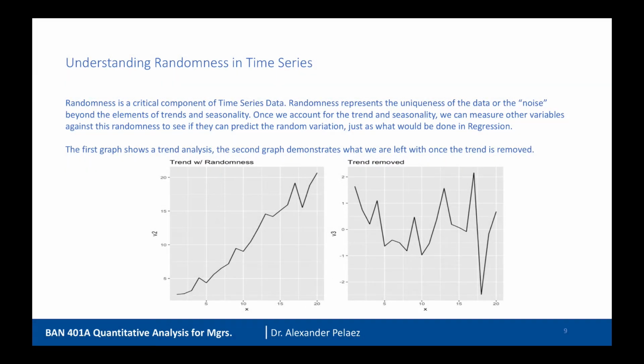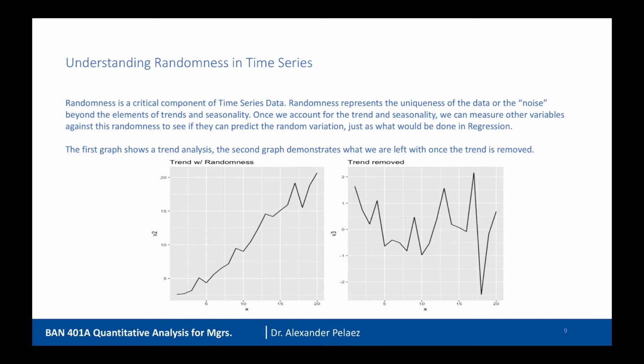Another critical component, which we'll also talk about more in the next module, is randomness. Randomness is a key component of time series data, and it represents the uniqueness of the data, or the noise, sometimes known as white noise, beyond the elements of the trends and seasonality. Once we account for the trend and seasonality, we can measure all variables against this randomness to see if they can predict the random variation, just as we would do in regression.